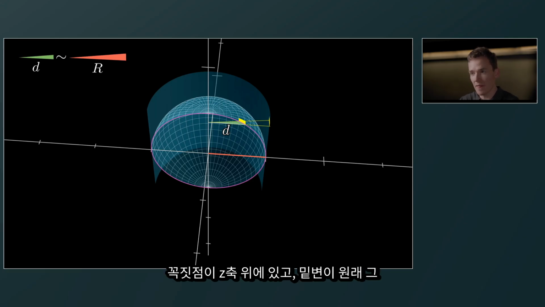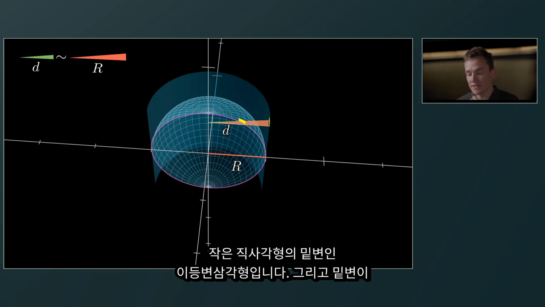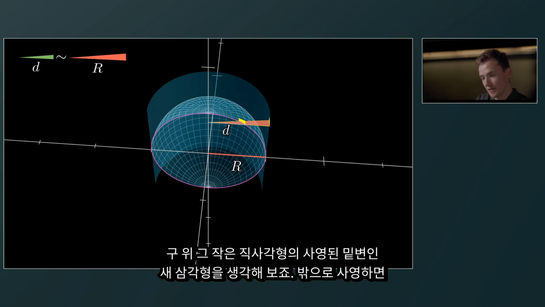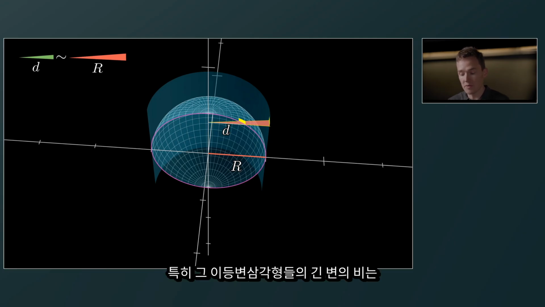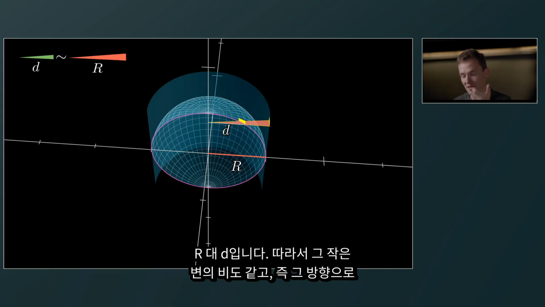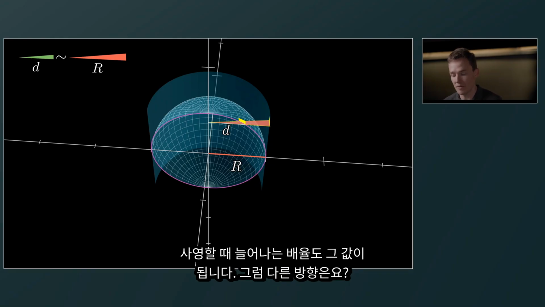We could think of the triangle that's isosceles and has a tip on that z-axis point, and its base is the original base of that little rectangle. And then you think of a new triangle whose base is the projected version of that little rectangle that was on the sphere. And when you project it out, you're going to get a similar triangle. And because they're similar, the ratios of all of their sides should be the same. So in particular, we know the ratio of the long sides of those isosceles triangles is going to be capital R to D. So that should also be the ratio of that little side, meaning that's the factor by which it gets stretched out in that direction when we project.